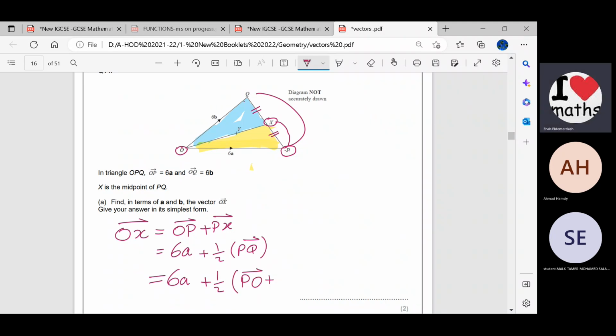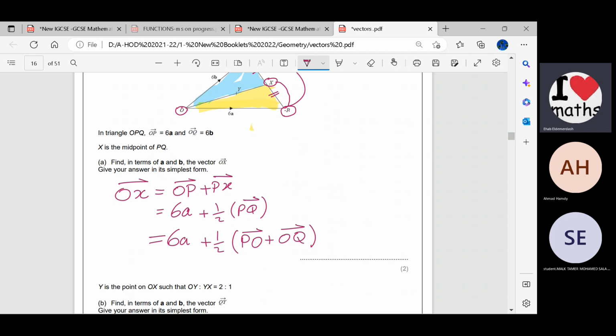P to O plus O to Q. So I have to go from P to O plus O to what? O to Q. Okay, let's express it, let's just write it in a simplified way. Here this is equal to 6A plus half as usual.